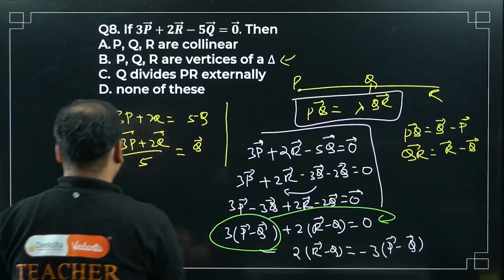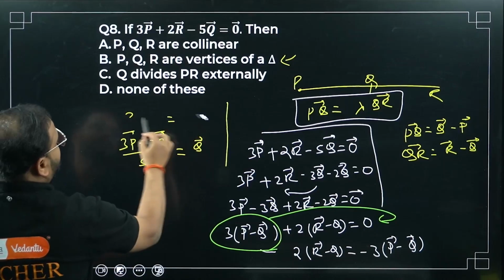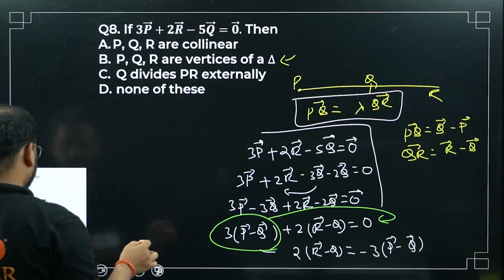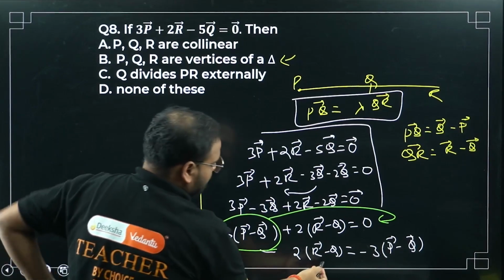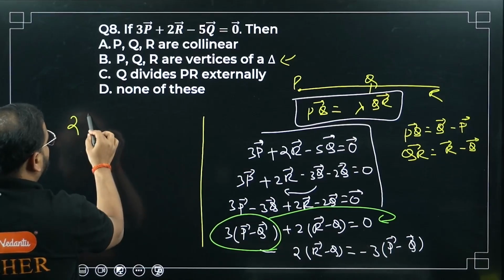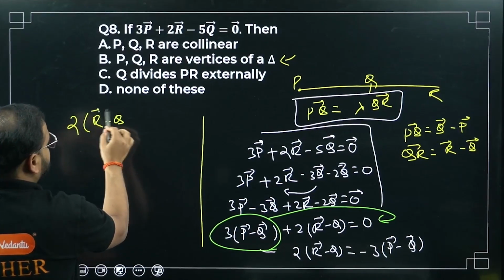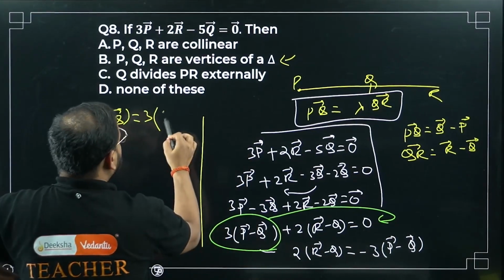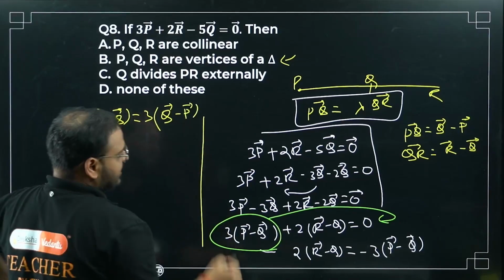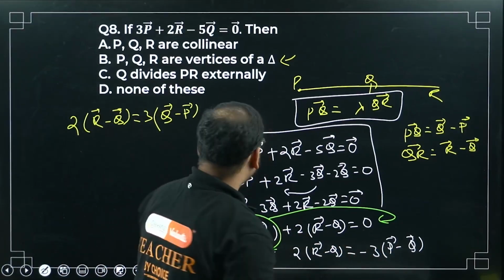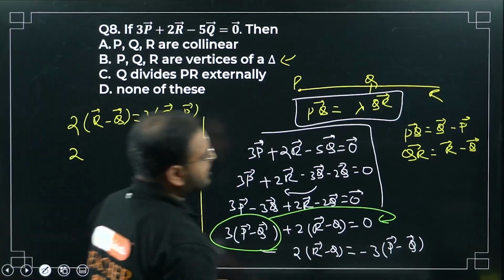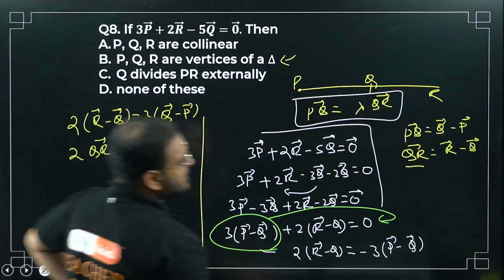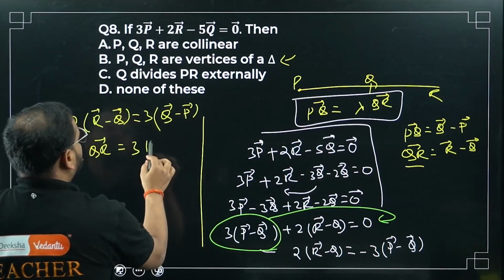Okay, great. Let me erase this part, not relevant. Okay, great. So I'm going to use this last statement now. 2 times what I'm getting, R minus Q, right? Take the minus sign inside. I'm going to get what? 3 times Q minus P. I'm taking this minus sign inside, it will become minus P plus Q. Now please check. 2 times R minus Q is what? R minus Q is QR. What is Q minus P? It is PQ. So 3 times PQ.